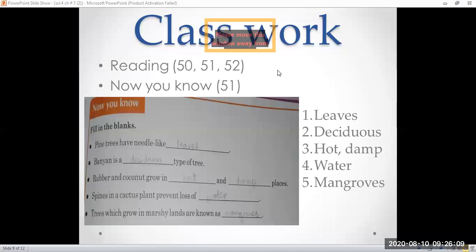Again, I am repeating: in the first one, leaves; second one, deciduous; third one, hot and damp; in the fourth one, water; in the fifth one, mangroves. I hope everyone has done it. So the next student who is Teacher, continue from page number.